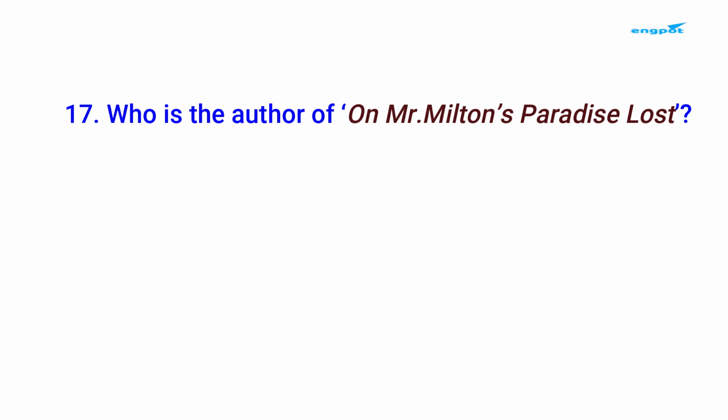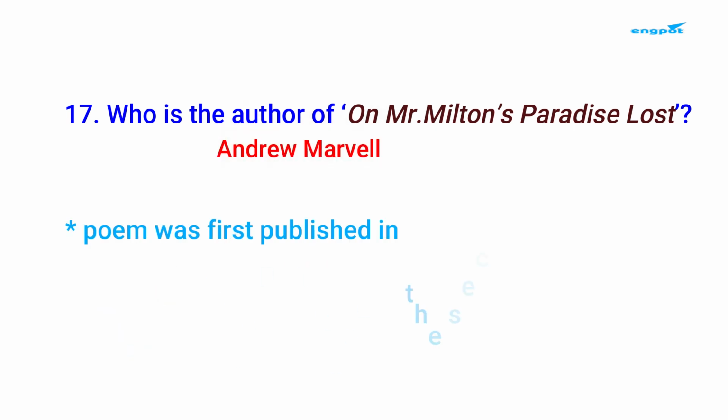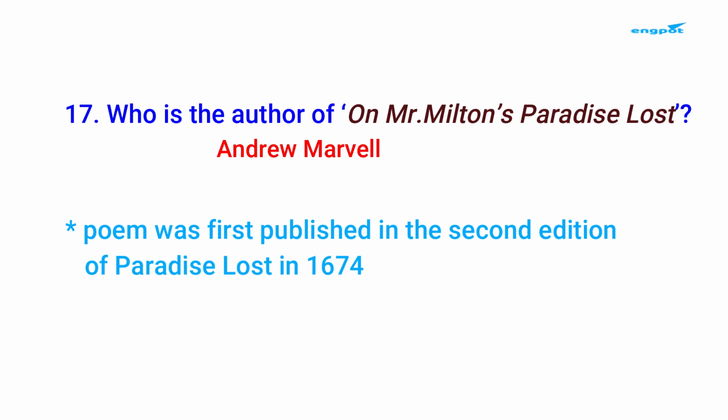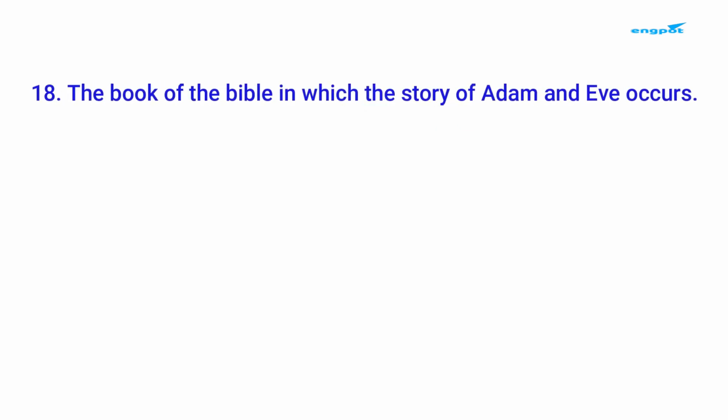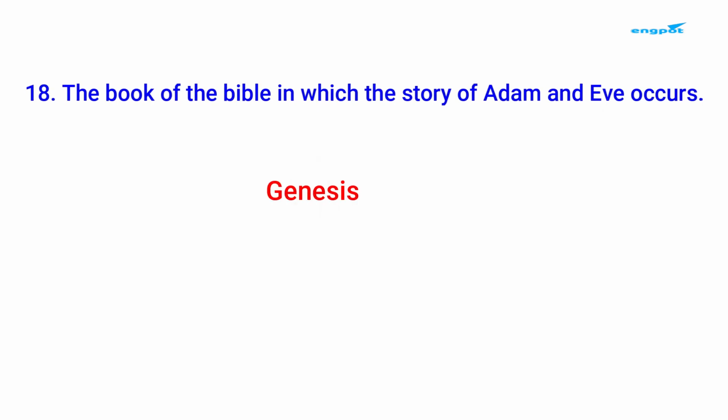Who is the author of On Mr. Milton's Paradise Lost? Andrew Marvell, and the poem was first published in the second edition of Paradise Lost in the year 1674. The book of the Bible in which the story of Adam and Eve occurs: Genesis.